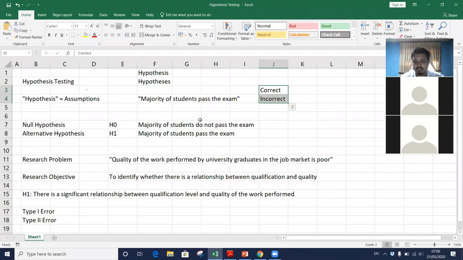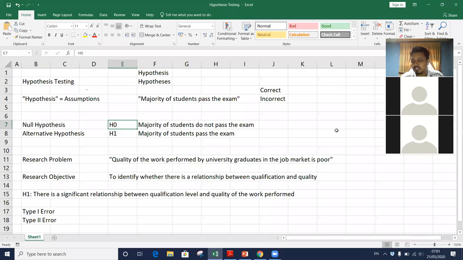We test this statistically and give a final conclusion. When giving a conclusion, we normally don't state it as "the majority of students pass the exam" or "the majority of students do not pass the exam". We can do that, but what we normally do is conclude with reference to these hypotheses. After making a statistical test, we see whether this statement, the majority of students pass the exam, is right.